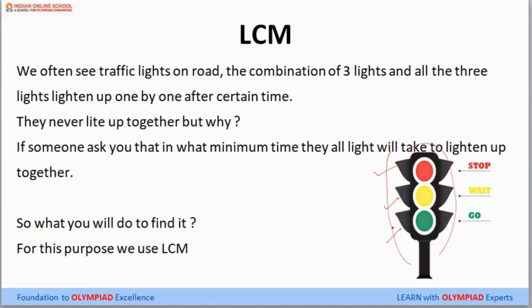Red says stop, correct? Yellow says wait. Green says go. And if all the three lights light up together, then what will happen? Tell me. Everybody will get confused, no? That either we need to wait, or we need to go, or we need to stop. Everybody will get confused and an accident will happen.